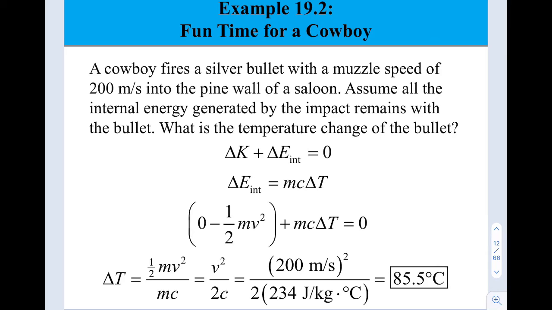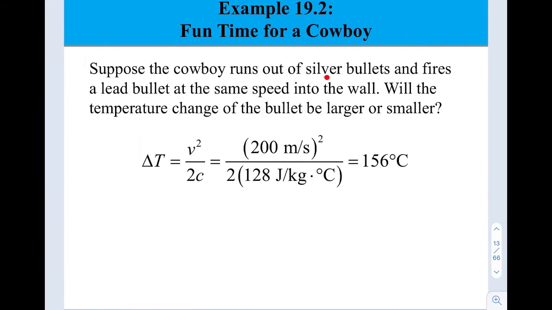And now example 19.2, fun time for a cowboy. A cowboy fires a silver bullet with a muzzle speed of 200 meters per second into the pine wall of a saloon. Assume all the internal energy generated by the impact remains with the bullet. What is the temperature change of the bullet? As we know, delta K plus delta E must equal 0. Delta E internal is equivalent to MC delta T. So the change in kinetic energy, final 0 minus initial kinetic energy, plus delta E is equivalent to MC delta T. Rearrange the equation, our interest is to solve for delta T. So you will have here 85.5 degrees Celsius.